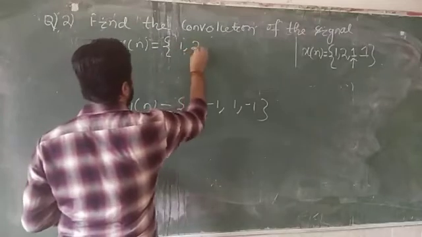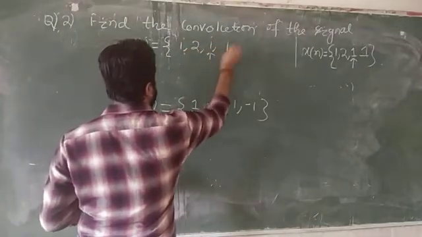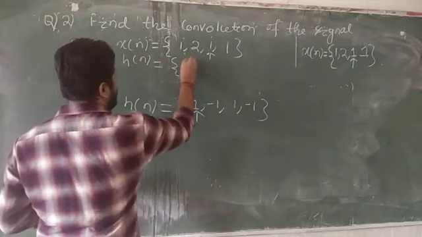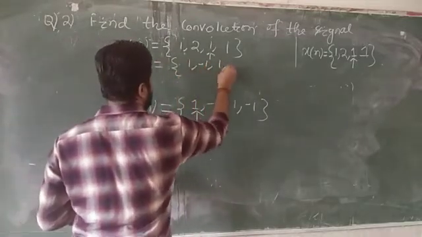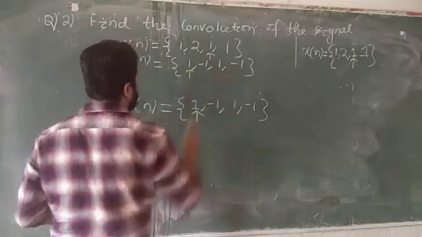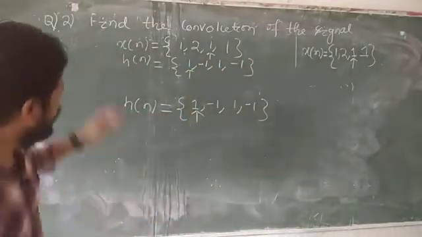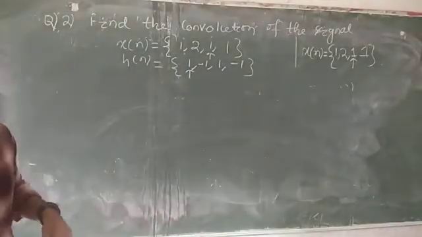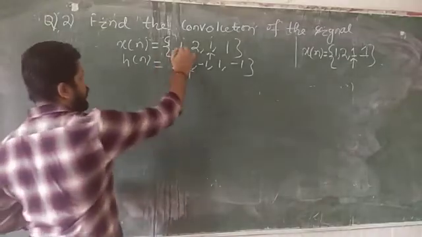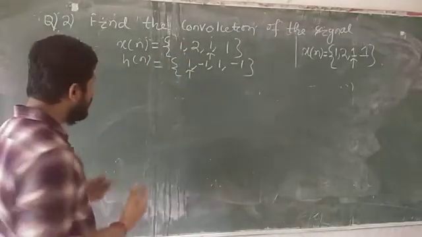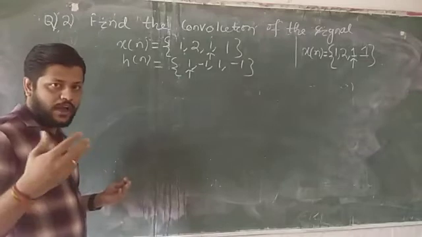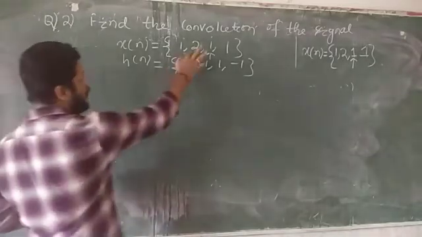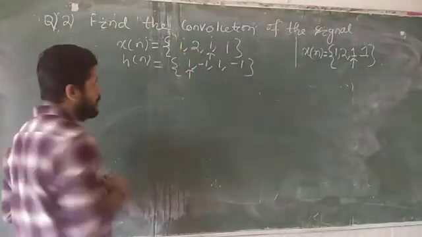Xn is 1, 2, 1, 1 and your Hn is 1, minus 1, 1, minus 1. So you can see here both input and system response consist of 4 number of samples. Hence from this you can conclude that your output response consists of 7 number of samples. How? L plus M minus 1, that is 4 plus 4 minus 1, that is 7 number of samples.